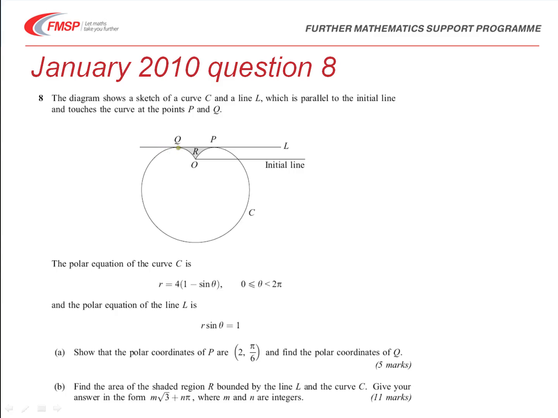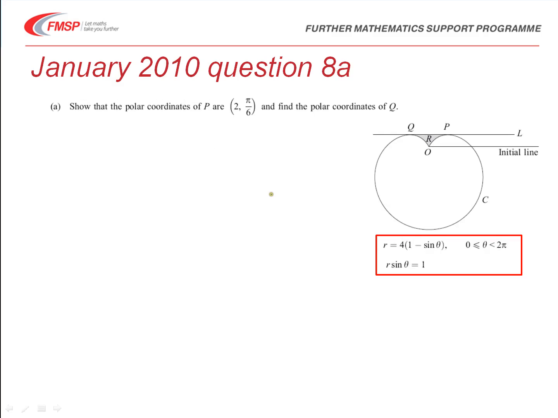And in the first part we have to find these points of intersection, just where in fact this line touches the curve. And then in the second part we have to find an area of this shaded region R, which we'll come to later. Quite a long question here, 16 marks at stake. So, part 1 of this question, trying to find the coordinate of P and then the coordinate of Q.